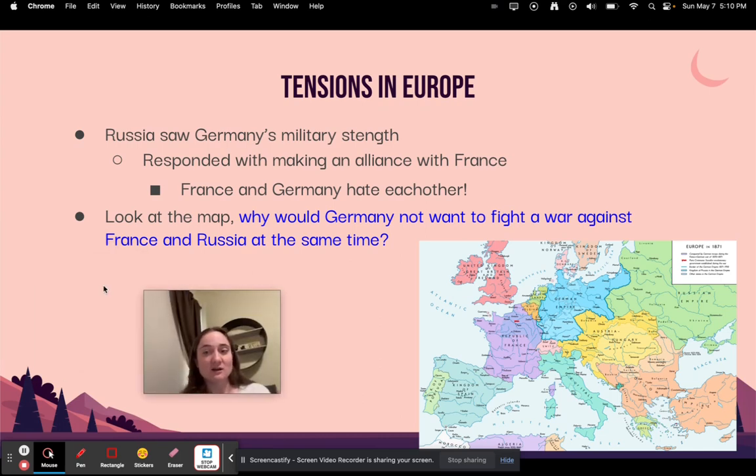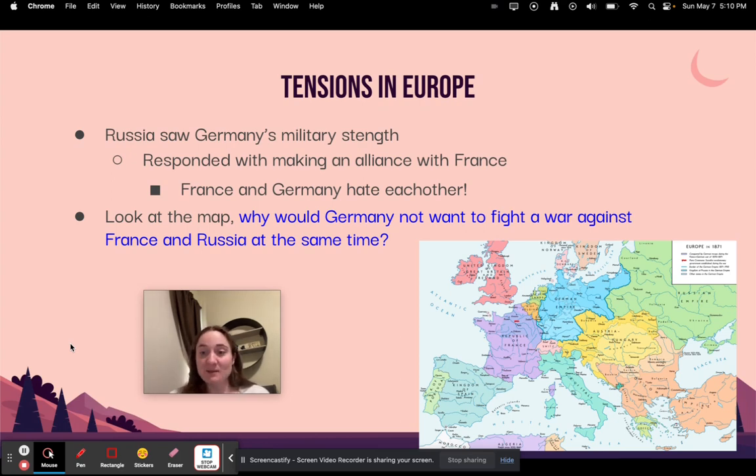So Russia, which at this time had a border with Germany, was like, Germany's looking a little suspicious over there. I better make alliances. So in response to Russia seeing Germany's military strength, Russia makes an alliance with France. And France and Germany hate each other.